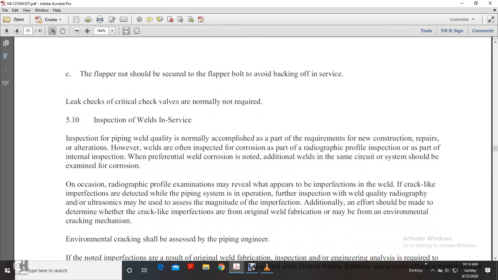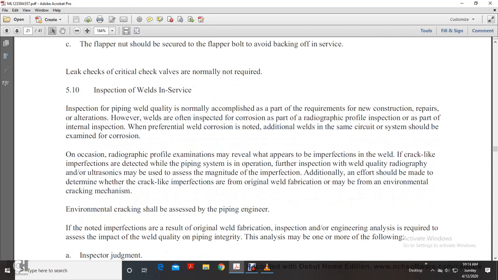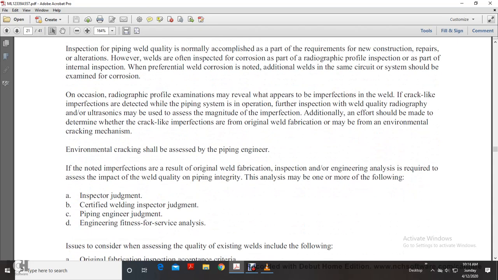510, inspection of weld and surface. Pipe welding quality is normally accomplished as part of the requirements of new construction, repairs, and alterations. However, the welds are inspected for corrosion as part of the radiographic profile and internal inspection. If preferential weld corrosion is noted, additional welds in the same circuit of the system should be examined for corrosion. Radiographic profile examinations may reveal imperfections of the weld, but crack-like imperfections are detected during the operation of the piping.